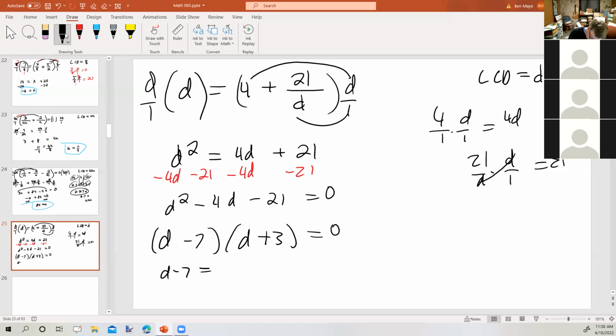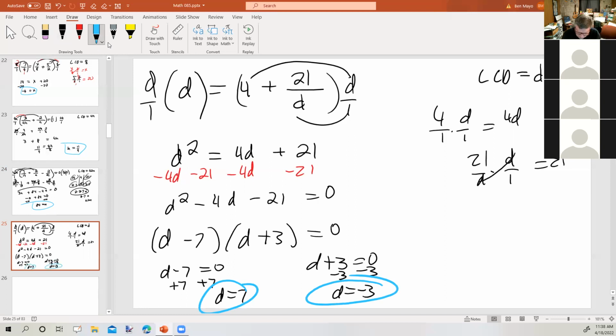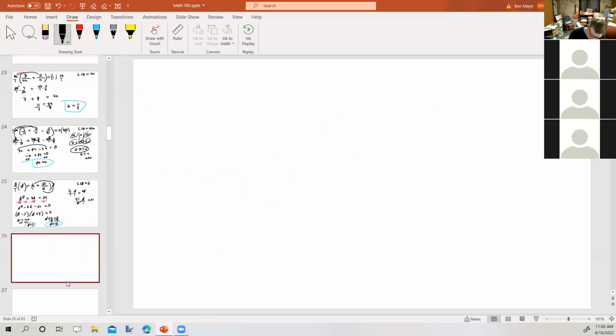So d minus 7 equals 0, add 7 to both sides, d equals 7. d plus 3 equals 0, subtract 3 from both sides, d equals negative 3. So it looks like we've got two solutions. Well, let's check our work. Let's rewrite this equation on the next page.